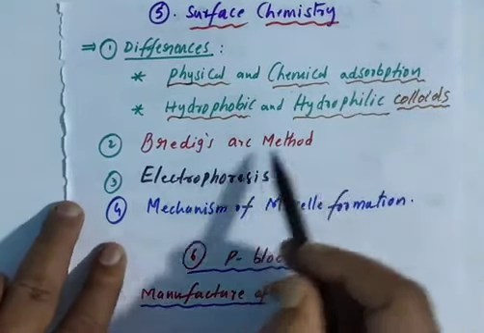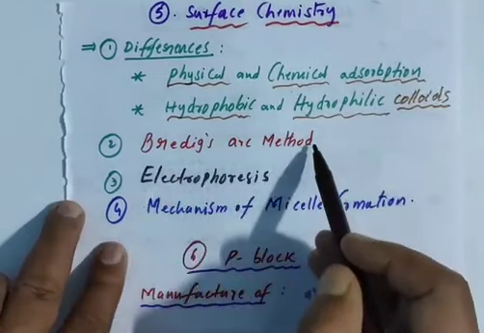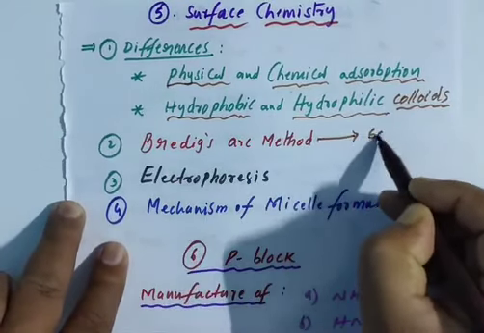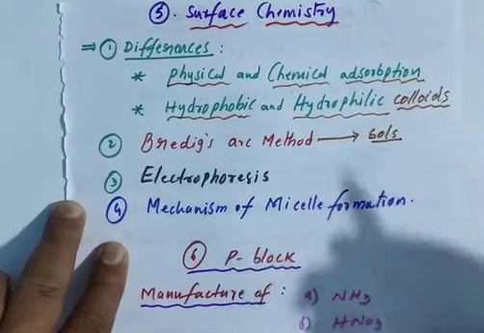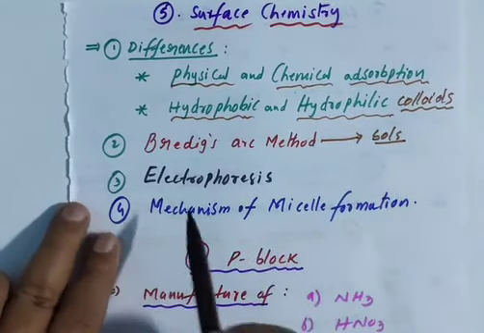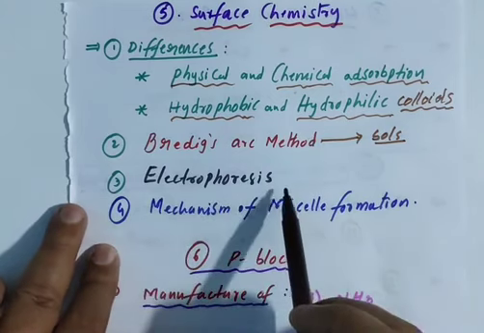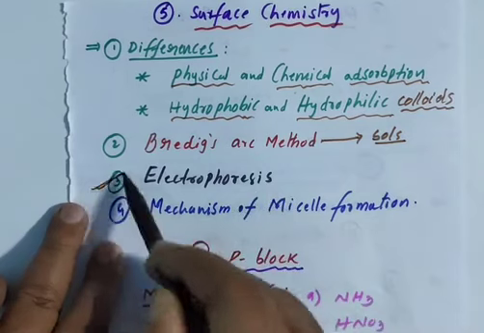Next, another chance we have is Bredig's arc method. This is the preparation of sols, metallic sols especially. And you have another, electrophoresis. This electrophoresis is also very important, and there is a chance.